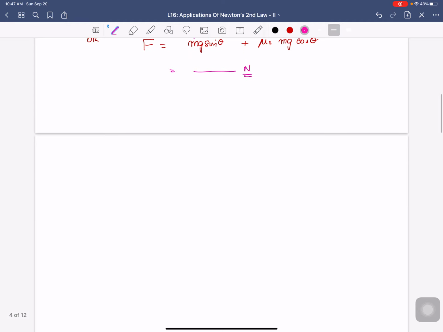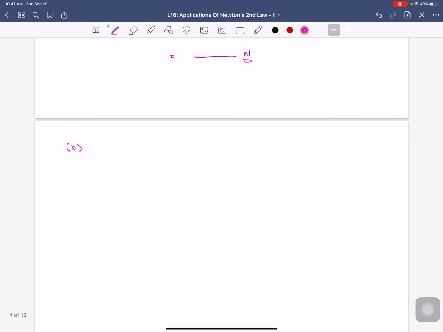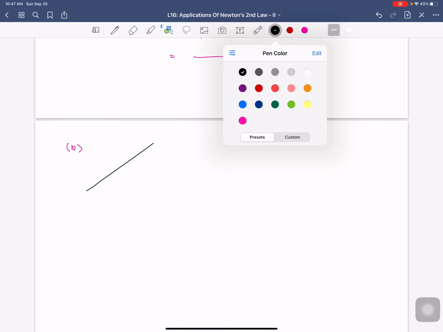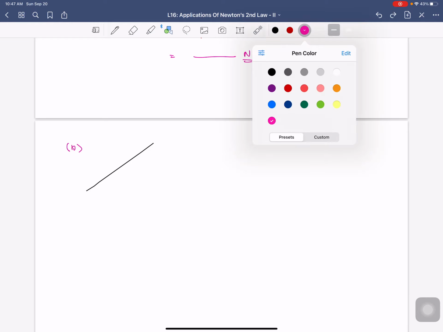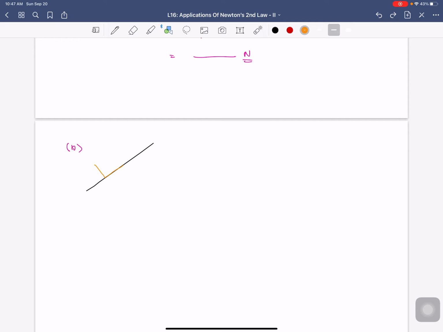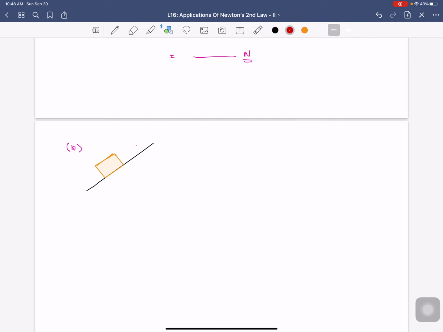Part B of this problem is to determine the force required. So now the setup is, we still have that crate on the incline. There's our crate. And the question is, what is the force that Jason needs to exert so that the crate starts sliding down the incline?